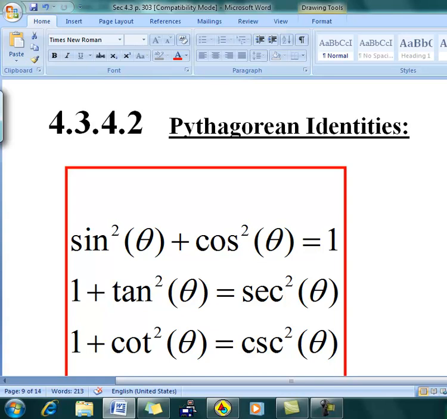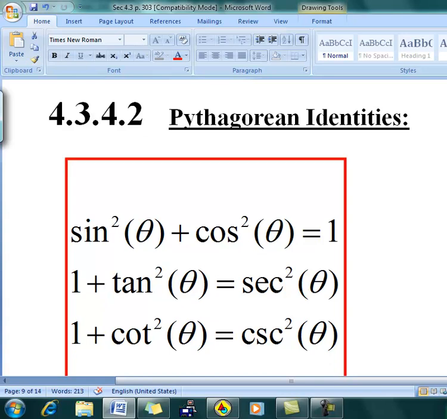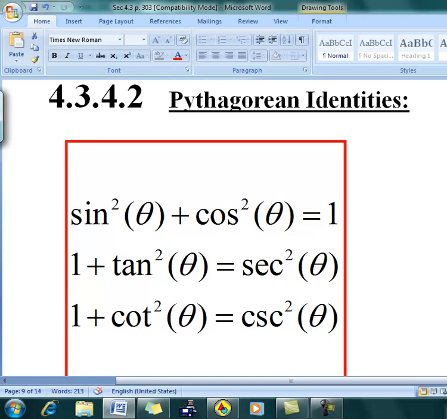These are extremely important identities. Okay, they're called Pythagorean identities, and really, really important. So let's get them down. Then I'll show you where one of them comes from.